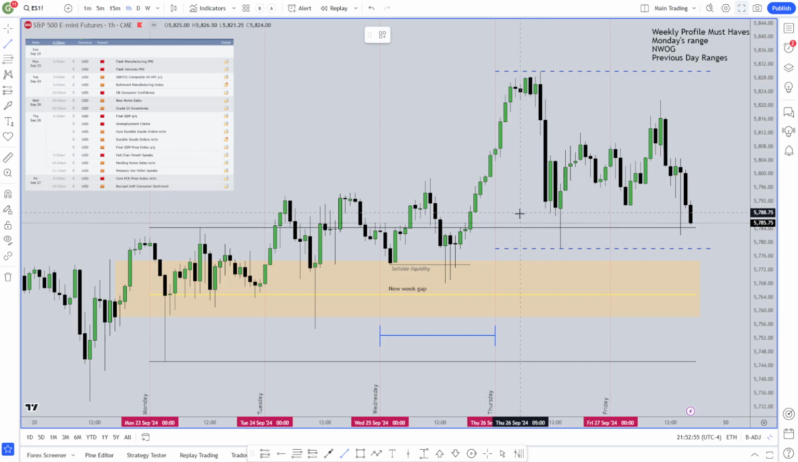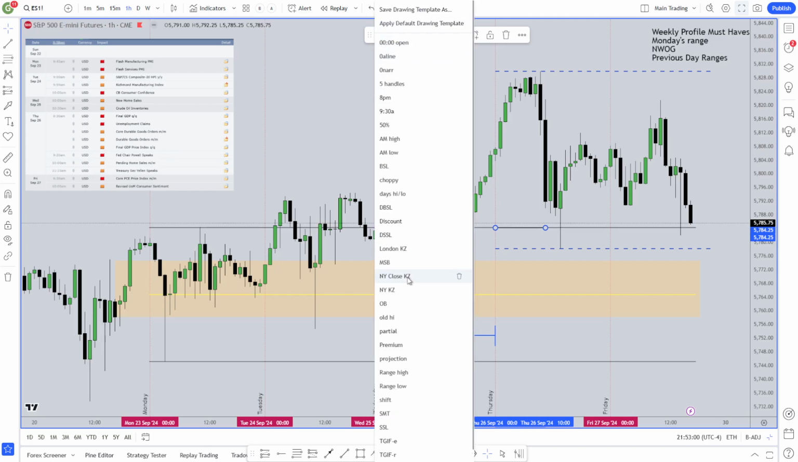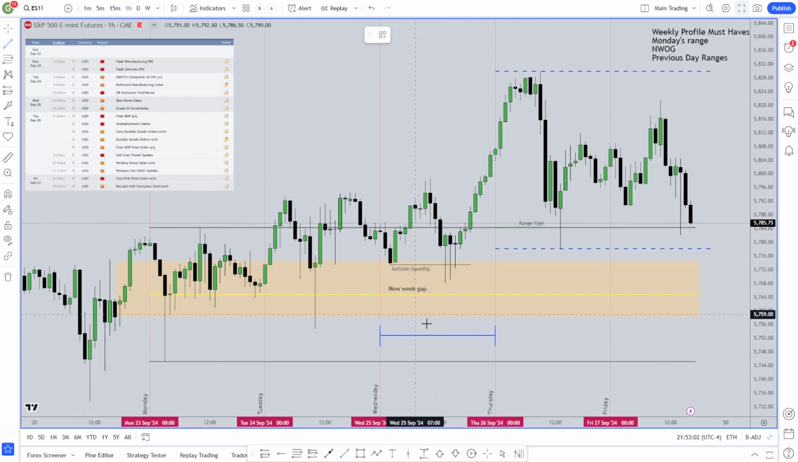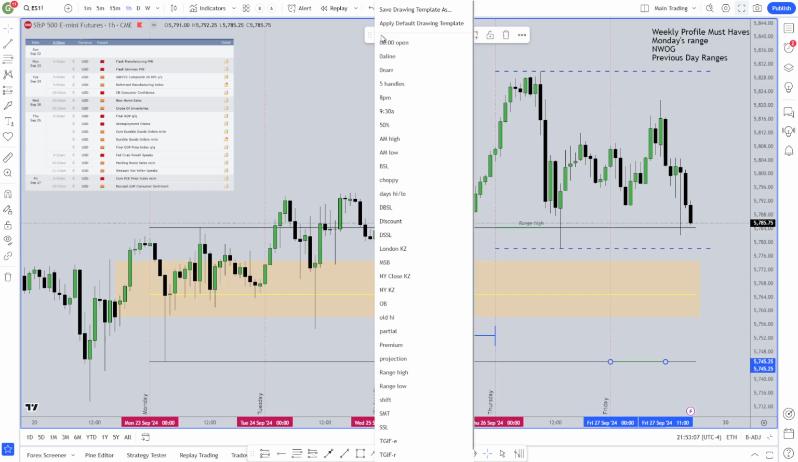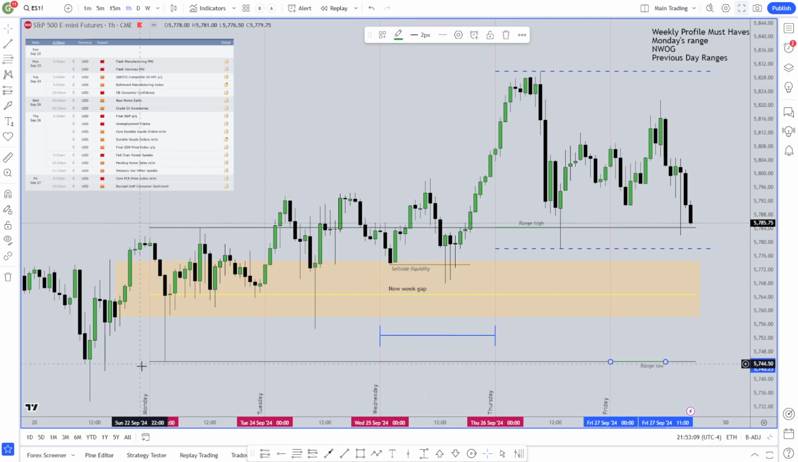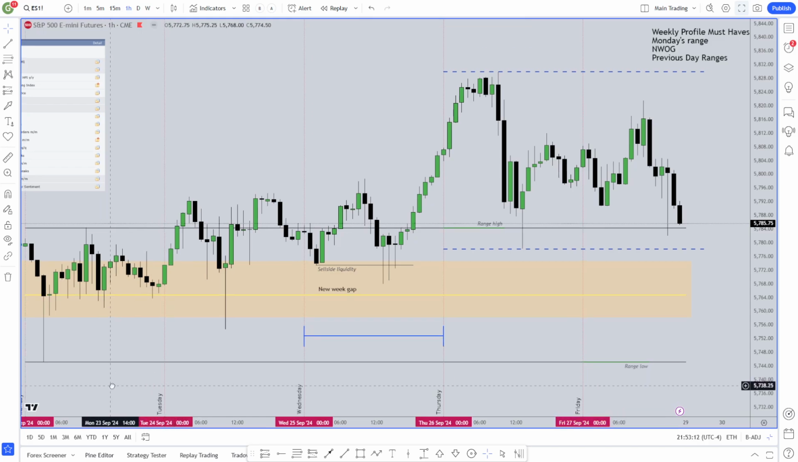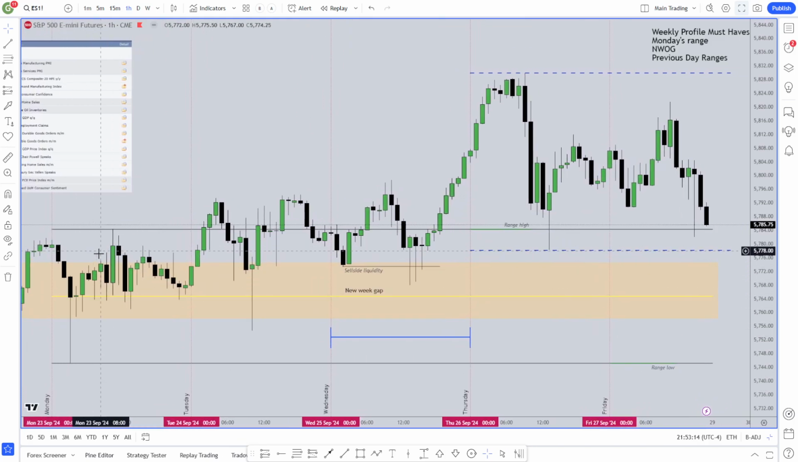So key factors of this type of profile are that we are going to stay within the range high and range low created by Monday. So that's what makes it a Monday low, right? So we have price creating a low of the week. We can see our new week gap gets worked through Monday. We're staying at or above the 50% of Monday's range from high to low, midnight to midnight. And as price reaches outside, it comes back into it, reaches outside of Monday's range, comes back into it.